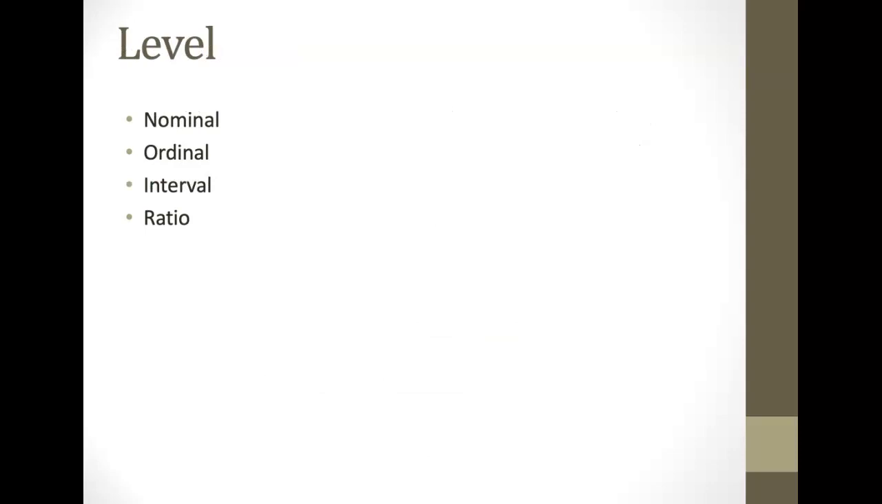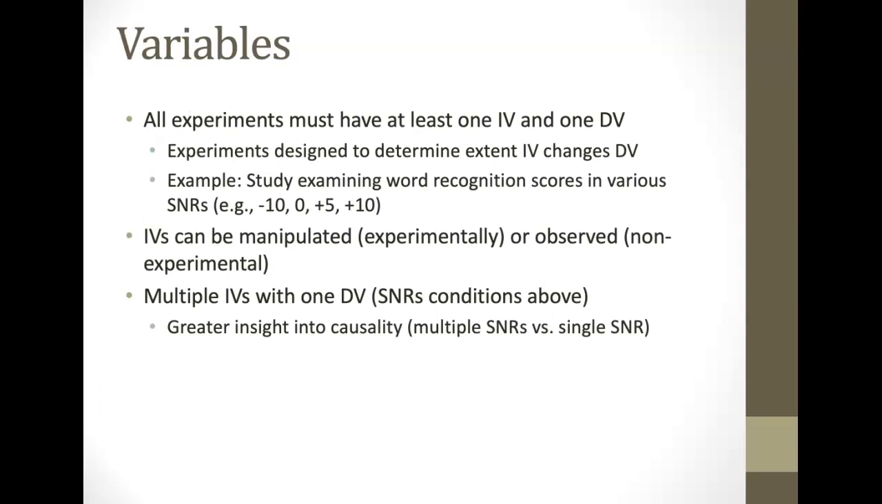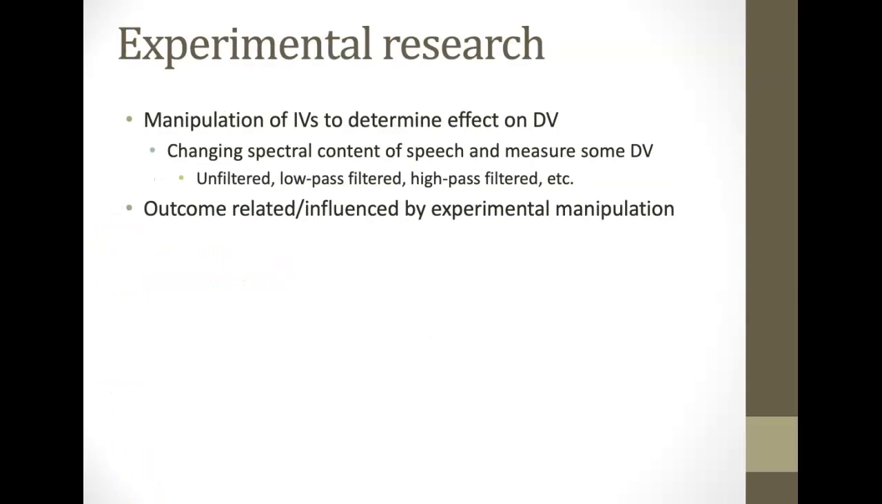Now, levels of variables, nominal, ordinal, interval, and ratio. I'm assuming at some point in undergrad you talked about that. But all studies have to have one independent and one dependent variable. And you can manipulate those independent variables experimentally, or you can observe. You can control for those and include people of only certain ages or sex or what have you. And that's how you control that.